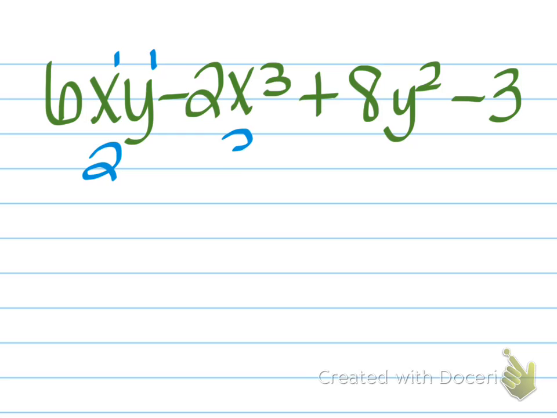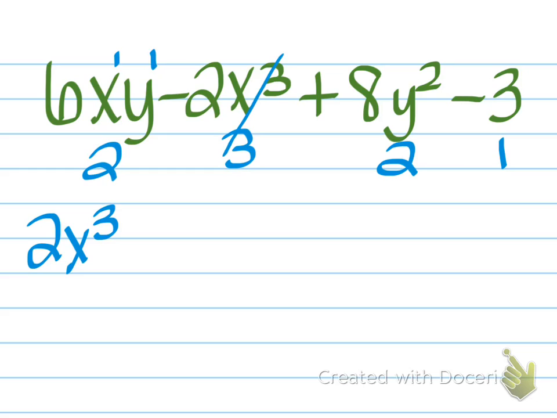The degree of my second term is 3. The degree of my next term is also 2, and my last constant is 1. So the first one that I'm going to write is 2x to the third, because that one has the highest degree. Oh, I'm sorry, I forgot that's a negative. Negative 2x to the third.